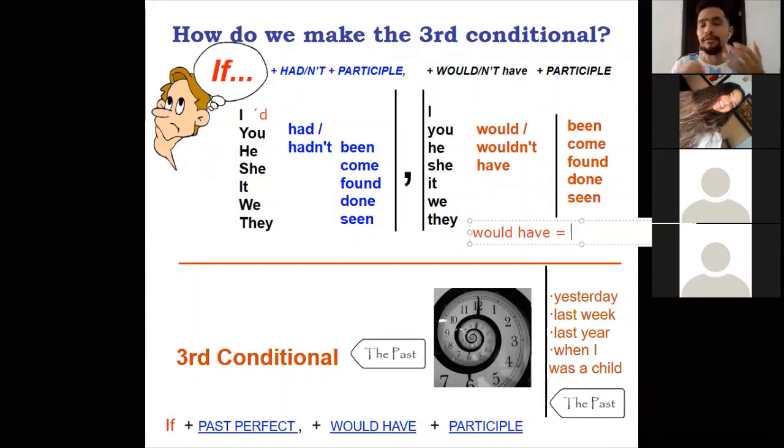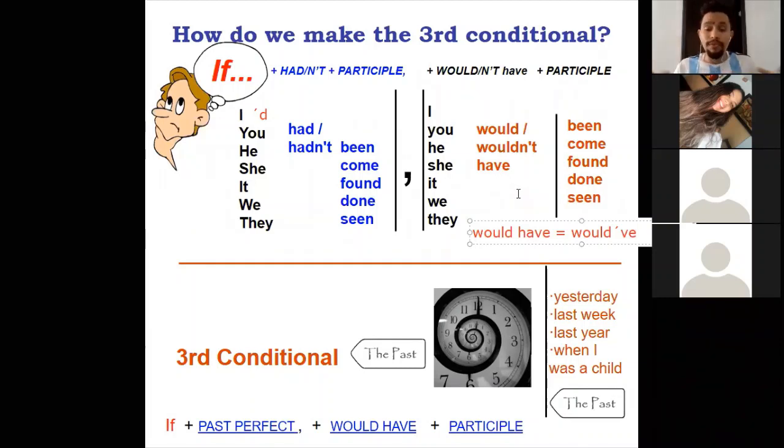Or well, this is something that you are not supposed to write in a formal situation. But if you are just writing this on WhatsApp or Messenger or Twitter or Instagram or whatever, right? Informally to someone, then you can go ahead and use the contraction. So you can say the contracted form like this, right? And this pronounced would have, would have, right? So I can say I would have been, I would have come, I would have found, I would have done, and I would have seen, right?